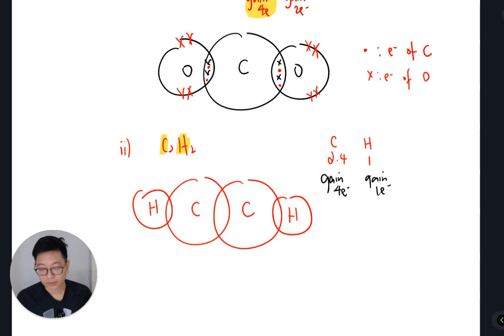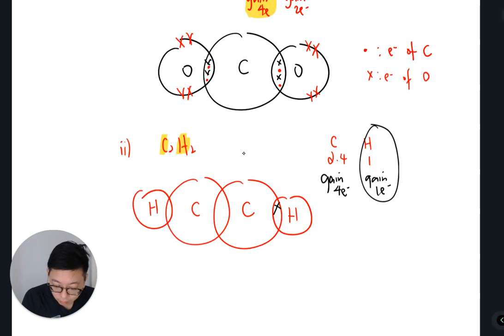Now, the second one here is this, okay? In this case, although carbon needs to gain 4, it can't take 2 from the left and 2 from the right anymore. Why? Because hydrogen can only donate 1. H only has 1 electron to give. I can't give 2, I can't give 3, because there's only 1 electron in H. So each H can at most share 1, if I let crosses be electrons of H.